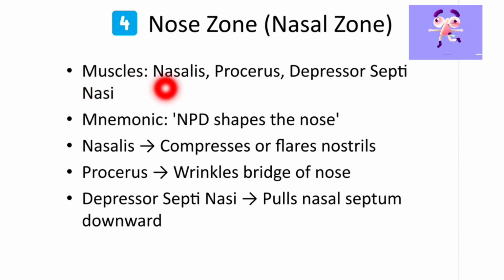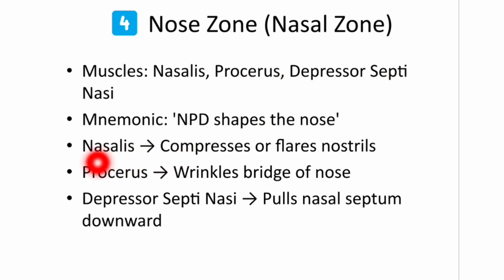The fourth one is the nose zone. Muscles included in the nose zone are nasalis, procerus, and depressor septi nasi. Mnemonic to remember is NPD shapes the nose. N for nasalis, P for procerus, and D for depressor septi nasi.